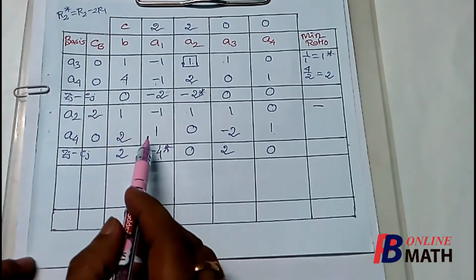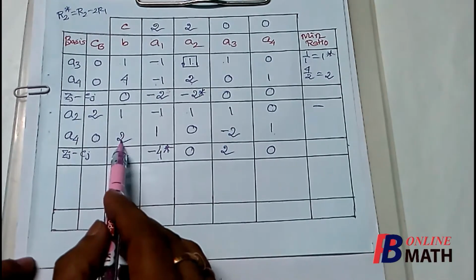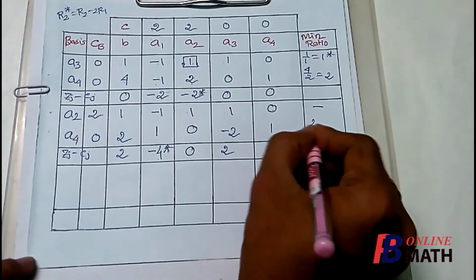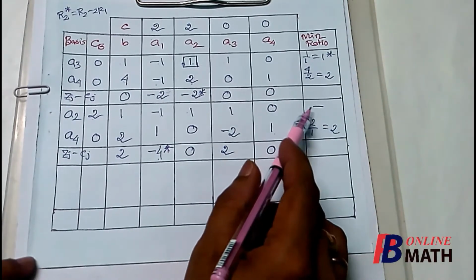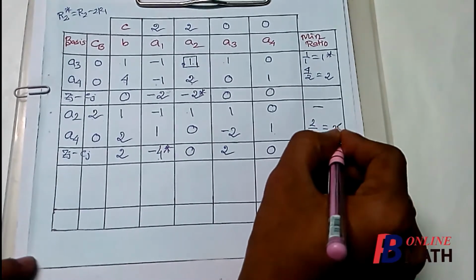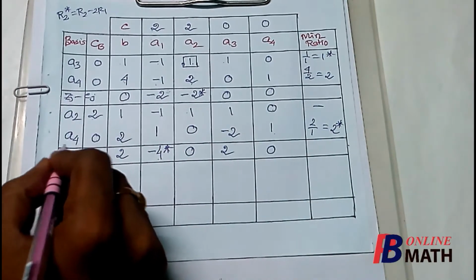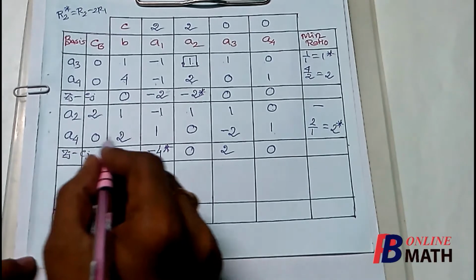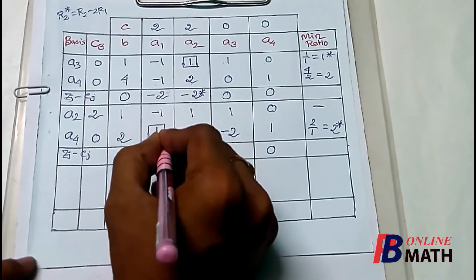The next ratio will be 2 by 1, which is 2. So this is the only ratio because the first one was negative. Since this is the only ratio, automatically this is the min ratio. That means the vector a4 will leave the basis. And if we consider this row and this column, then this element is the key element.